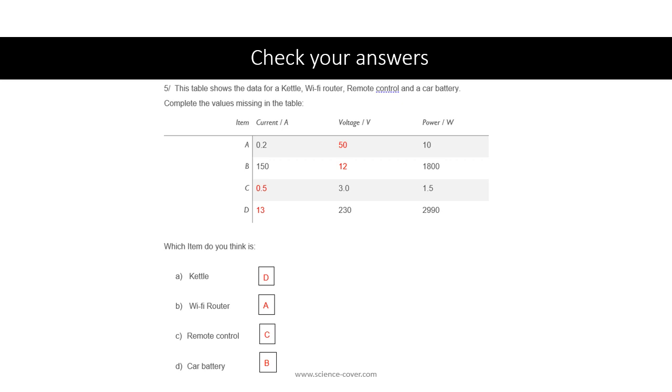The remote control is powered by batteries, so it's going to have a low voltage, and it's also going to have a low current, so that is going to be C. And a car battery produces a voltage of 12 volts, so that must be B.